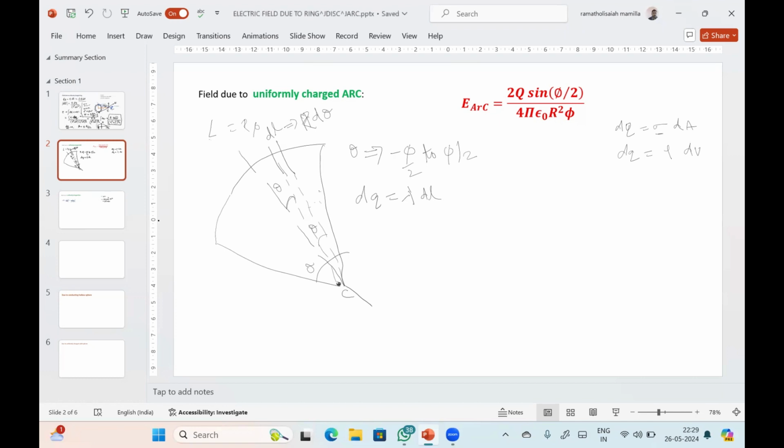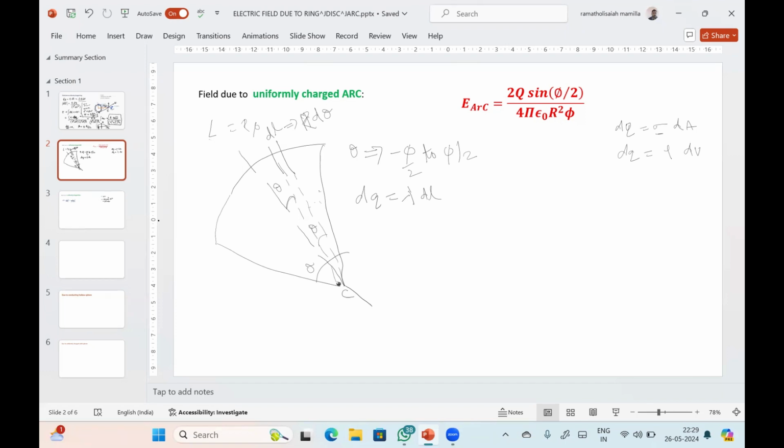Like in center of mass and rotational motion, to find the center of mass position for different distributions of mass, we use dm for linear bodies, 2D bodies and 3D bodies. So similarly here, charge also.